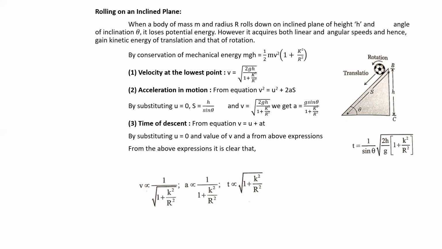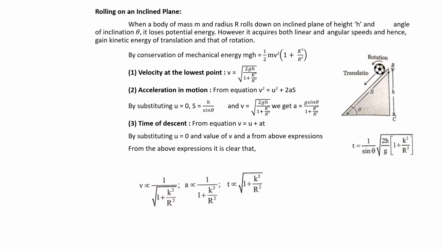It is v square is equal to u square plus 2as. So we can substitute the value of u as 0, that is the initial velocity as 0. Then the value of s can be written as h divided by sine theta. Therefore, we can write v is equal to square root of 2gh divided by 1 plus k square by r square. Here we will get acceleration a is equal to g sine theta divided by 1 plus k square divided by r square. This is how we can write the expression.